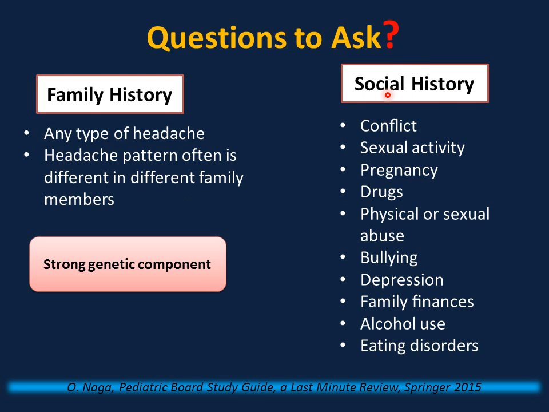Social history is very important as well. Conflict at home, in school, sexual activity, pregnancy, drugs, physical or sexual abuse, bullying in school, depression, family finances and stress, alcohol use, and eating disorders.